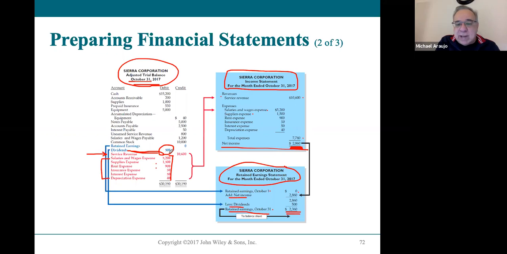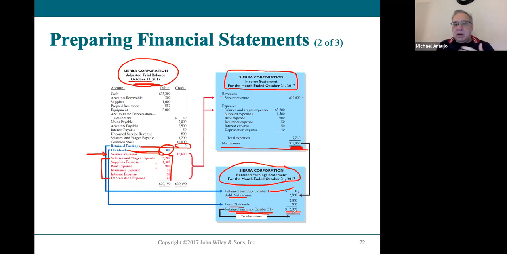We now have noticed, I want you to notice too, that on the adjusted trial balance, the retained earnings balance is shown as 0, and that's where this comes in. Obviously, our ending balance for October 31st of 2360 will become our beginning balance for November 1st. Does everyone understand that? The ending number on October 31st becomes your beginning number November 1st. Okay.